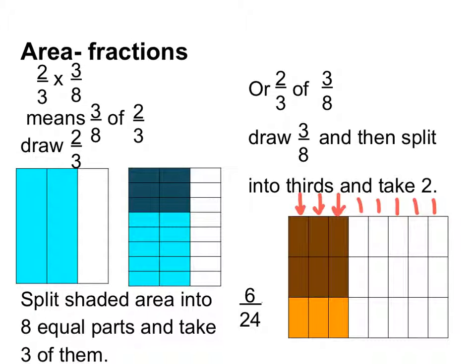So I split it into thirds going in this direction. Here's my 1, 2, 3. And I only wanted 2 of those. Okay, so I ended up with the brown, the dark brown, as my solution. So I have 1, 2, 3, 4, 5, 6 pieces when there are 24 pieces in the whole. So again, I got 6/24.